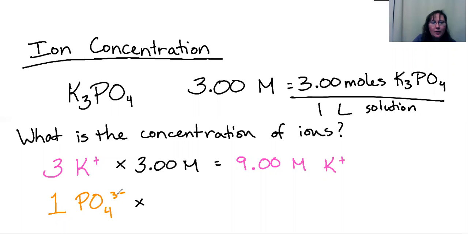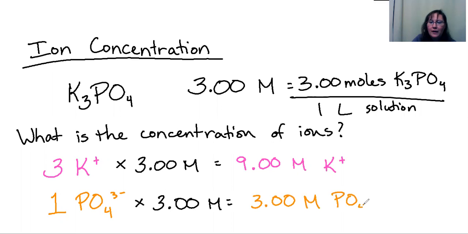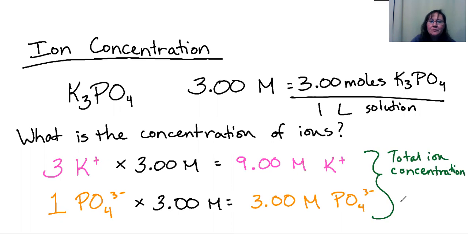Okay, and we could do the same thing here. 1 phosphate times a 3 molar potassium phosphate solution means that we have 3 molar for our phosphate ions. And then if we wanted to, we could combine these, and we could say that our total ion concentration is 12 molar.